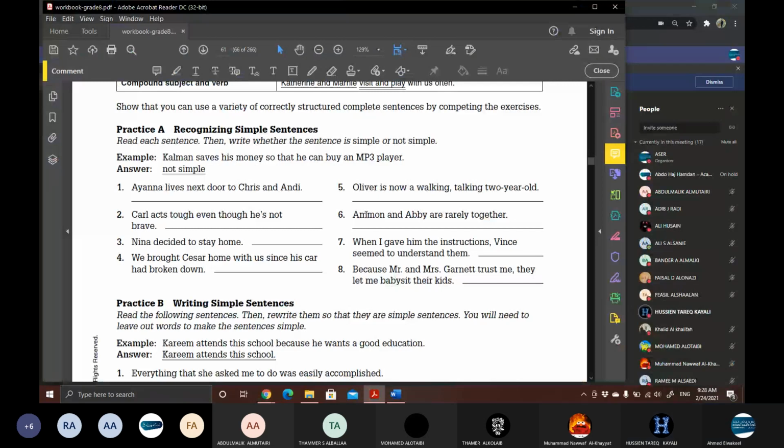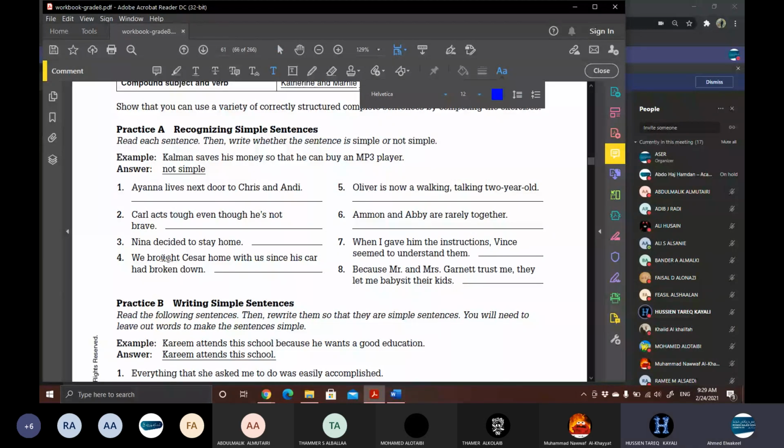No, teacher. Alright, in practice number 8, we are asked to recognize the simple sentence. Read each sentence, then write whether the sentence is simple or not simple. Number 1. Who can answer number 1? Can I? Okay, Hussein.